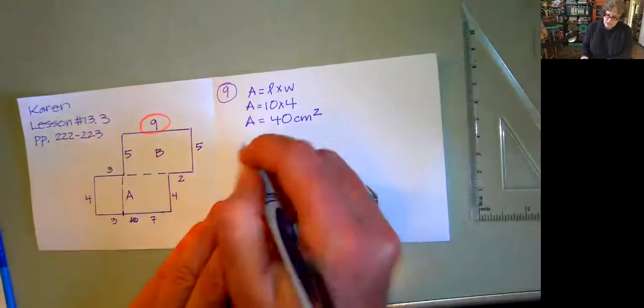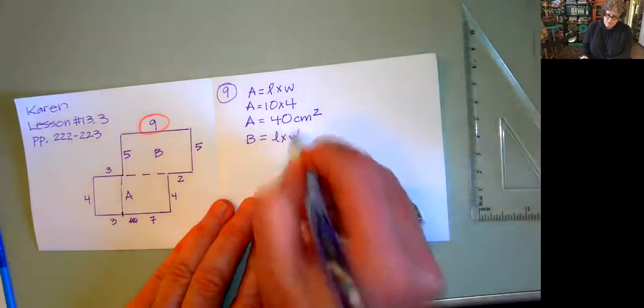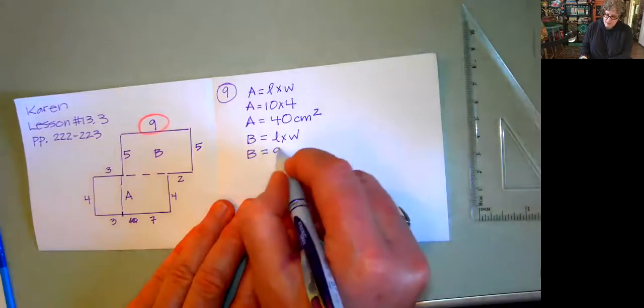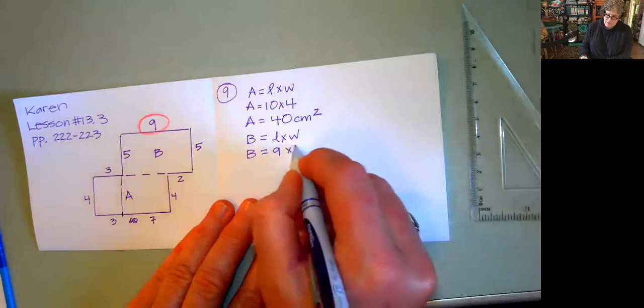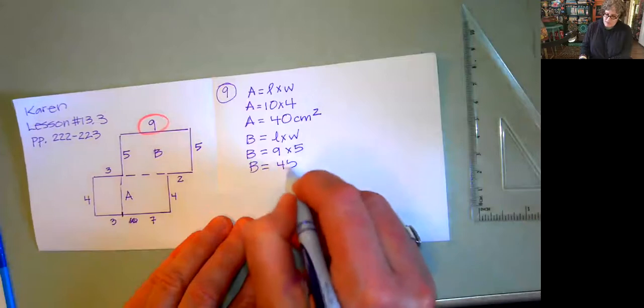And so we know that if area is length times width, the length of B is 9, and the width is 5. Then we know that the area is going to be 45 centimeters squared.